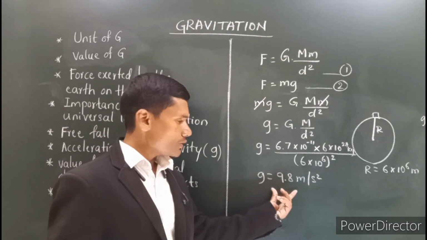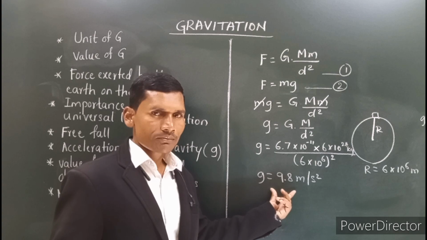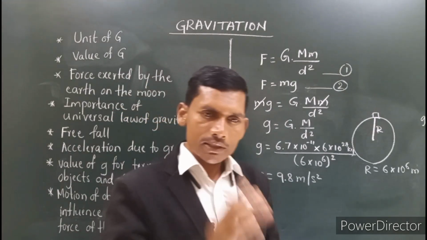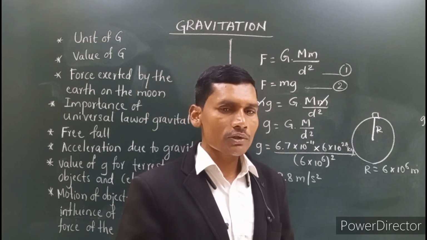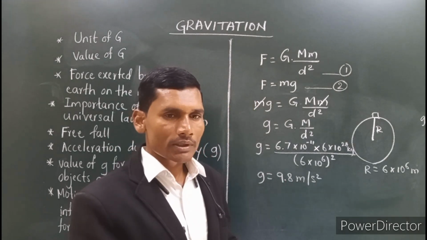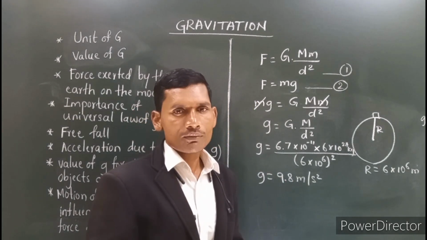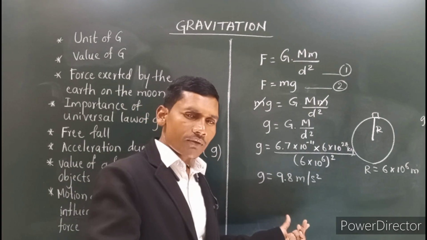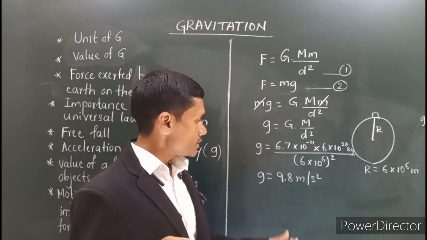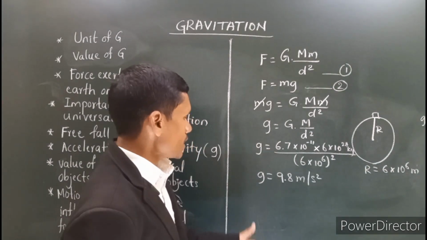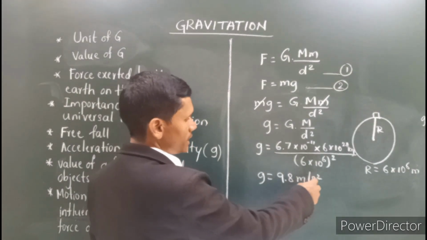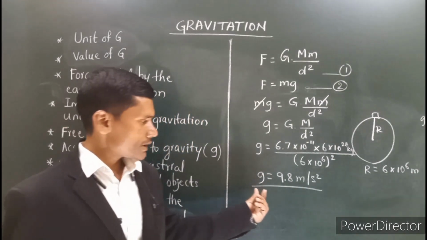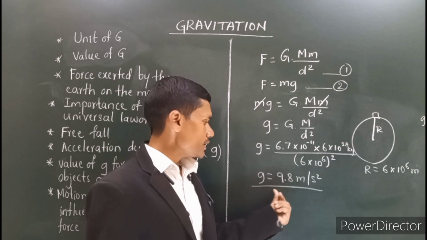The unit of acceleration and the unit of acceleration due to gravity are both the same, because when the objects are falling towards the earth, they are experiencing acceleration only because of the gravitational force of attraction. So what type of acceleration are they getting? That is due to gravitational pull. Because of that, the unit of acceleration due to gravity, or acceleration, both are meter per second square. Now g is equal to 9.8 meter per second square. This is the value of g and it is also called acceleration due to gravity, right?